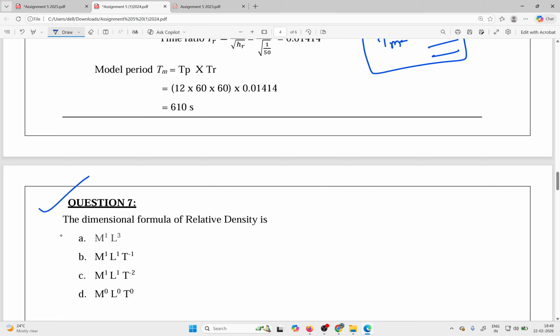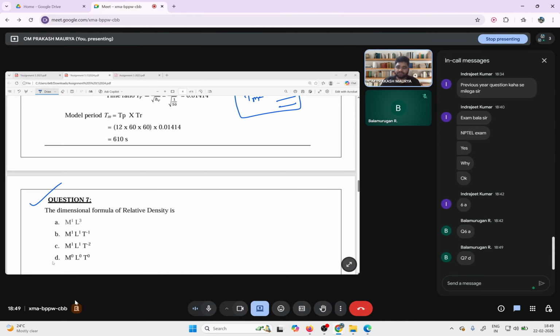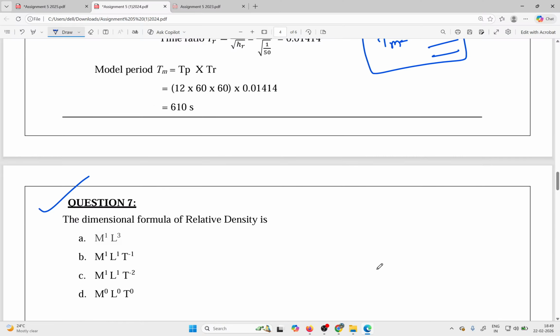So for question number 7, the dimensional formula for relative density. Please just try to write your answer. Dimensional formula for relative density is, okay, you are telling the D option. Okay, that's fine. Because the relative density is nothing but ratio of density by density. So option D is correct. Yes, fine.